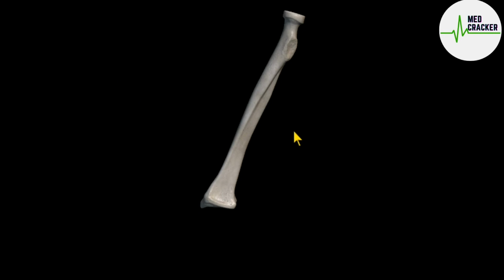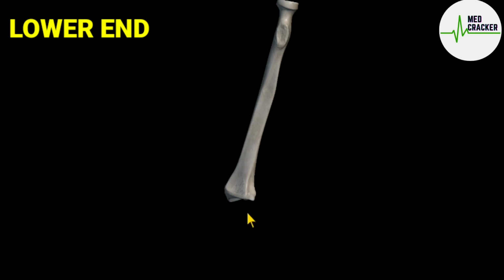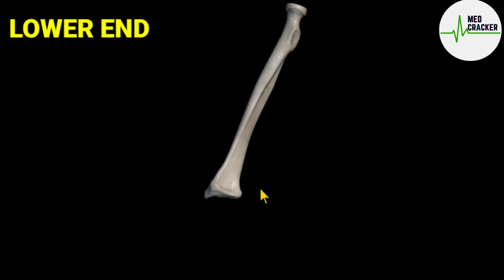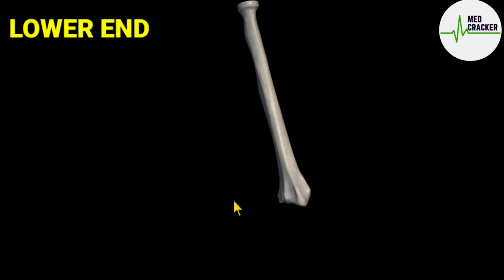About the lower end of radius bone, in medial surface of lower end, here is ulnar notch. Ulnar notch is for head of the ulna. And lateral surface is prolonged downward to form styloid process. This is styloid process of radius bone.